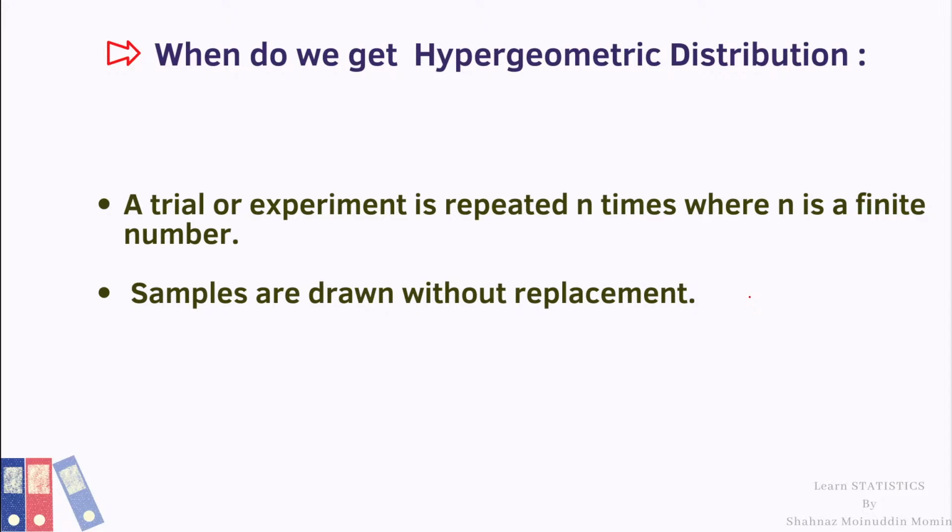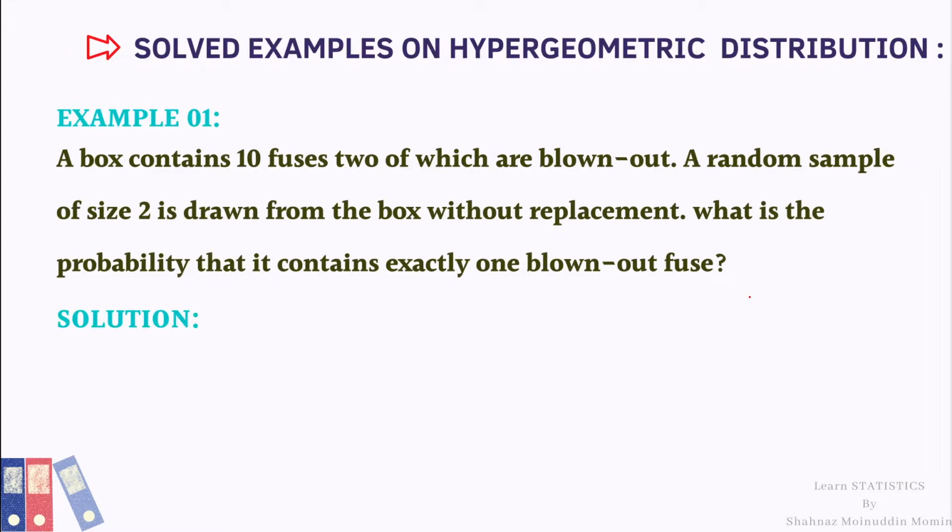Now we shall start with the first example on hypergeometric distribution. A box contains 10 fuses, 2 of which are blown out. A random sample of size 2 is drawn from the box without replacement. Here the point is without replacement. It is very important to identify a hypergeometric distribution. What is the probability that it contains exactly one blown out fuse?